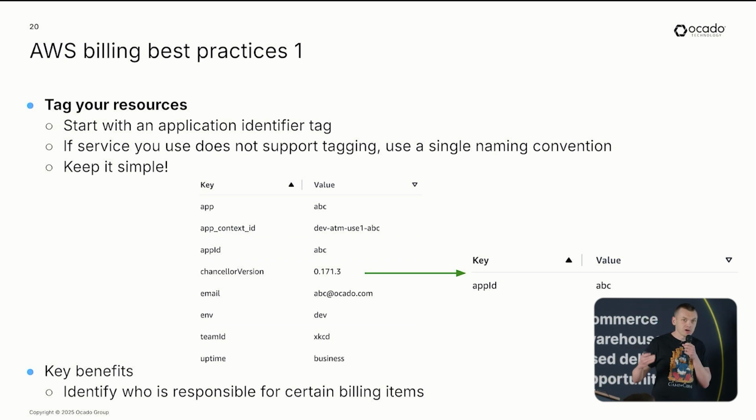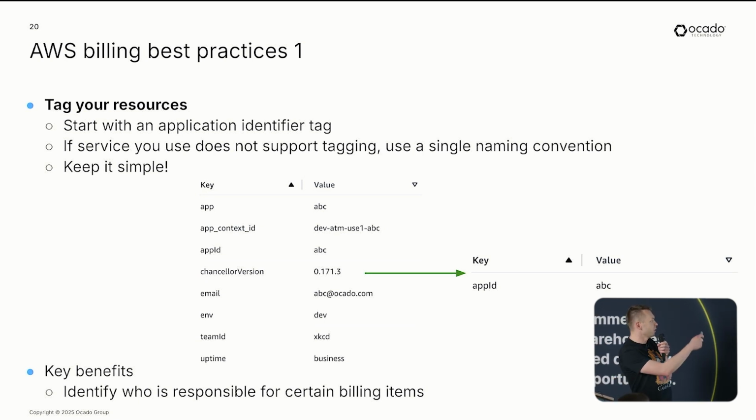What we've learned the hard way is that you should keep it simple. So on the left, you can actually see how our old tagging policy looked like. So you see multiple different key value pairs. I think this is for DynamoDB.